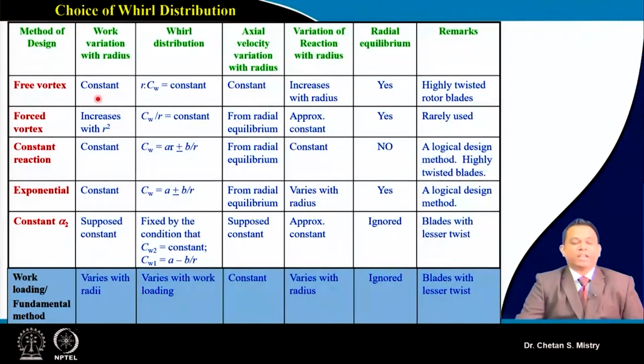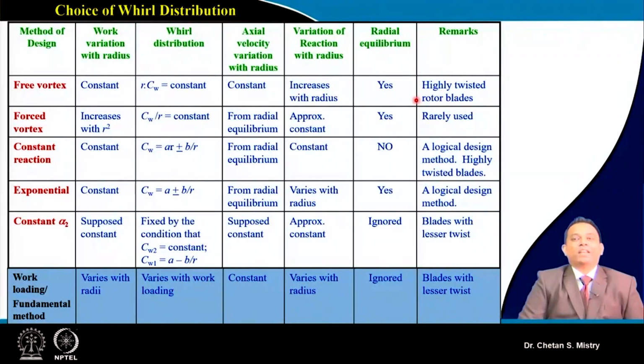For forced vortex, our work will be varying with radius square. Our distribution for work will be Cw by r equal to constant. We will be calculating our axial velocity based on our radial equilibrium equation. Most important, how my degree of reaction will be varying, that we need to check. This method follows radial equilibrium. Mostly this method is rarely used, but still in order to understand different approaches, it is preferred to go with this also.